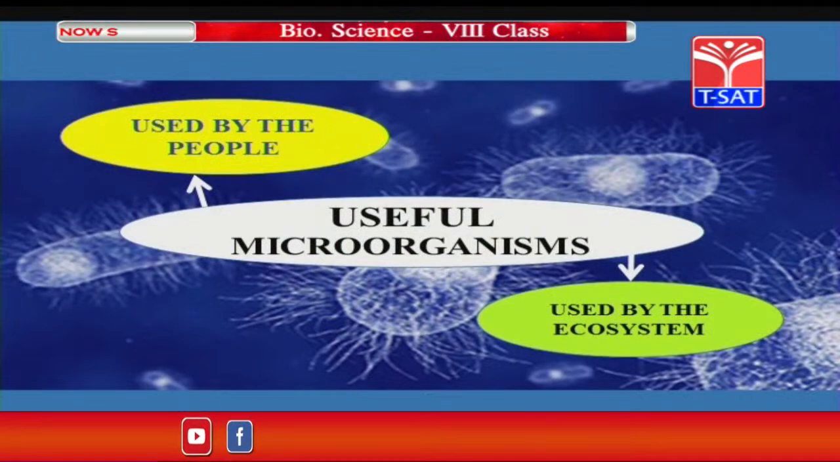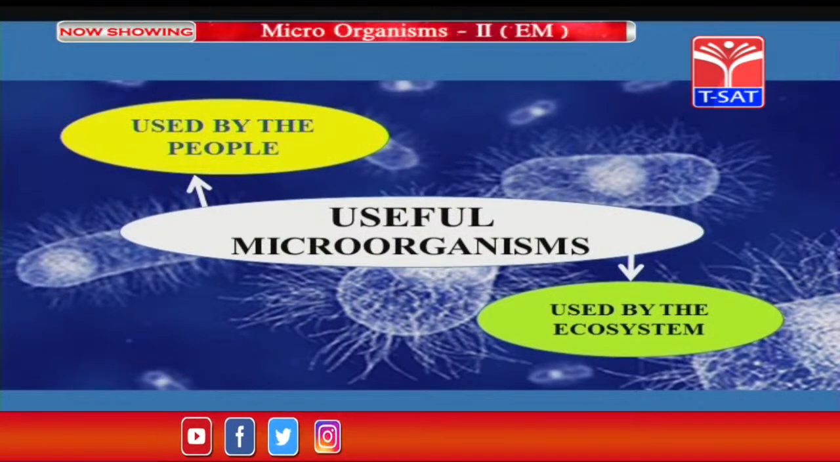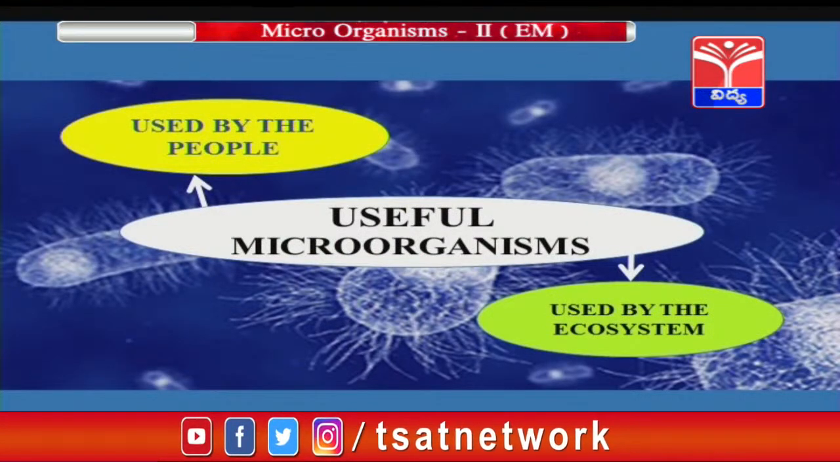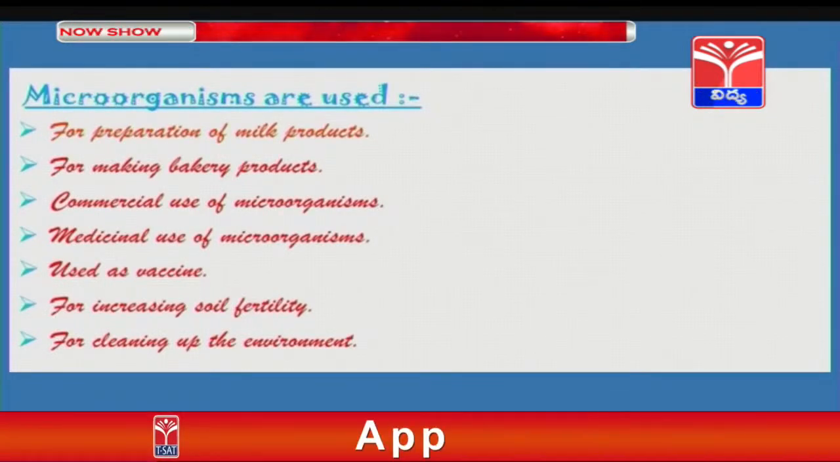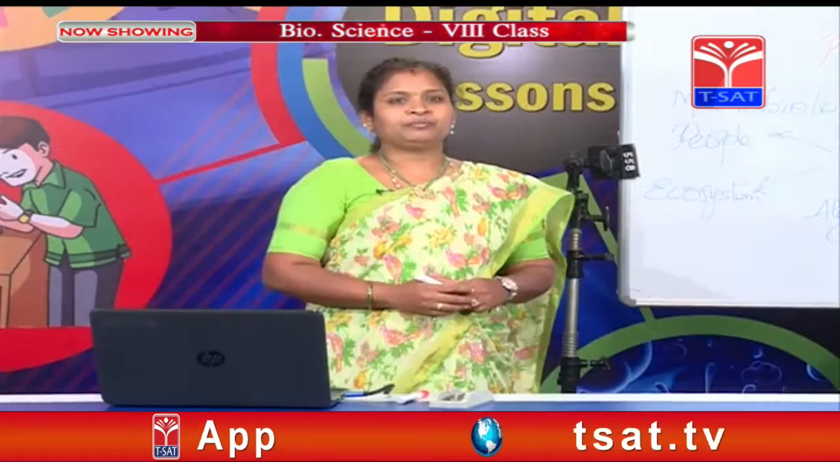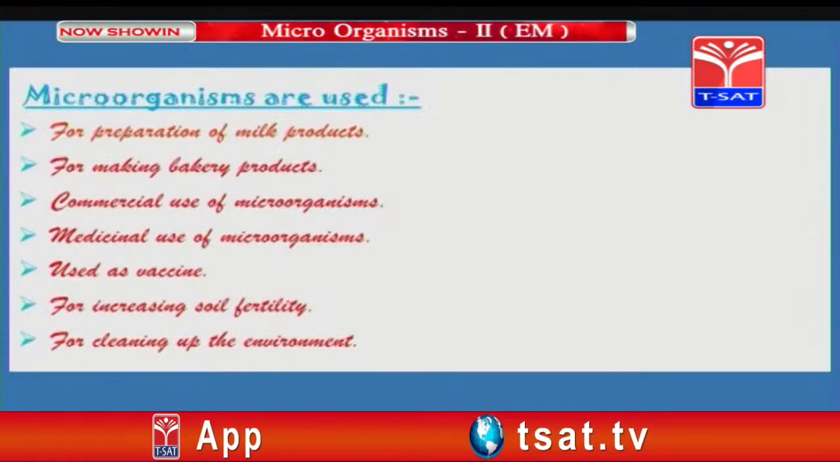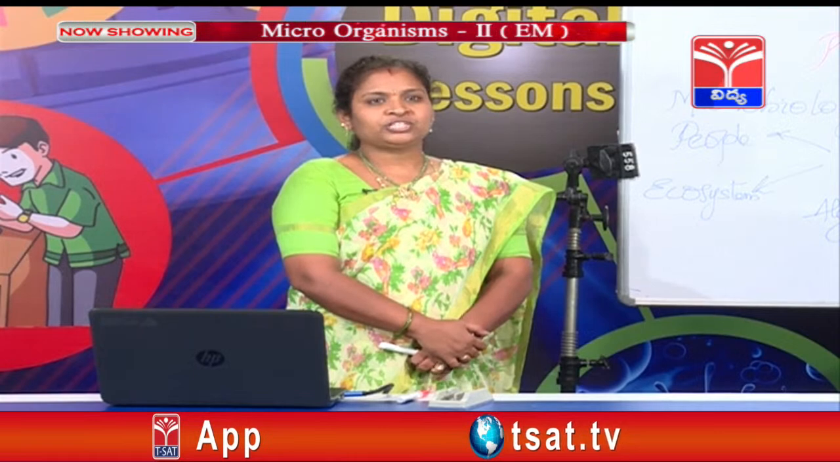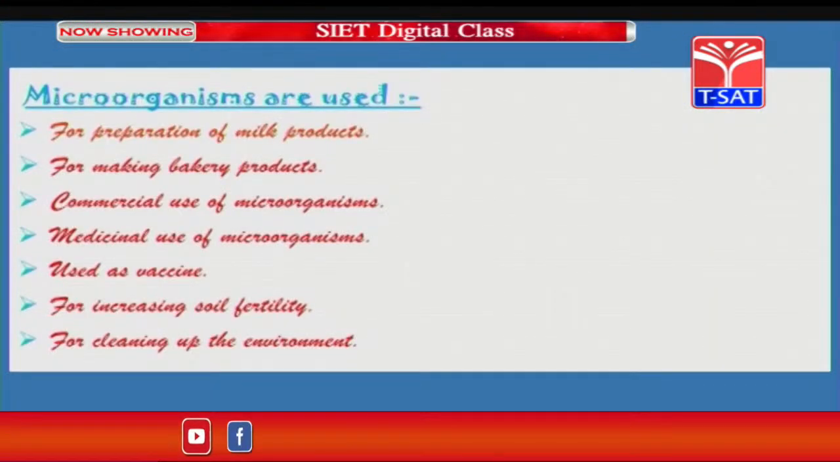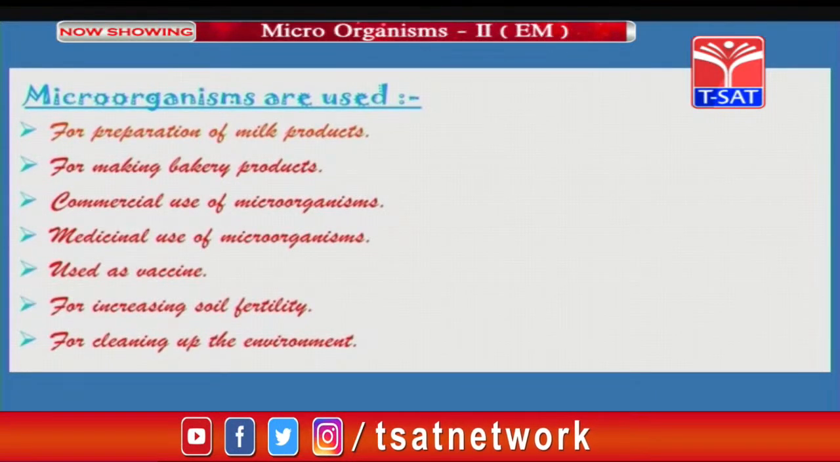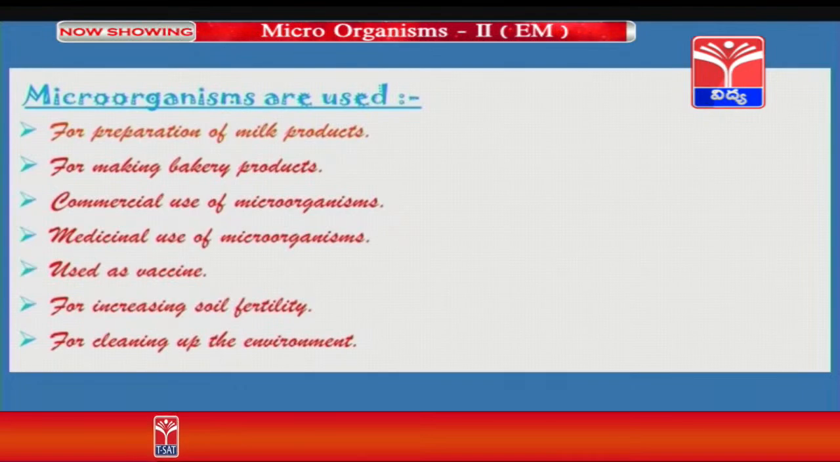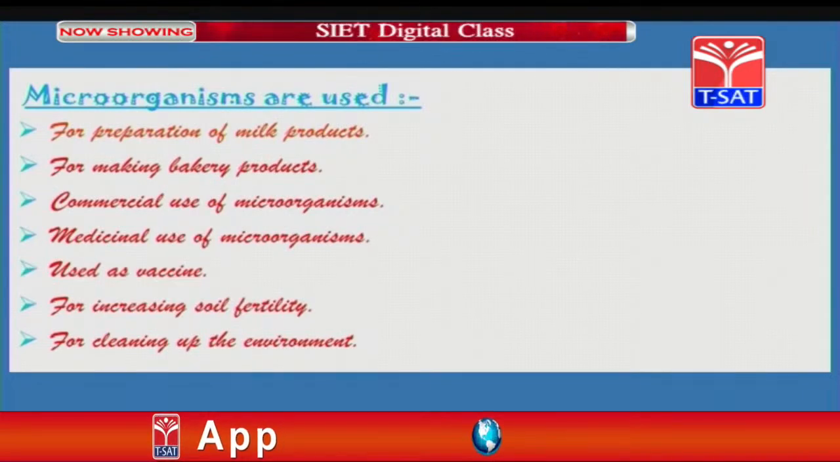Now, let us talk about useful microorganisms. Children, how do people use these microorganisms? Let us see the different uses of microorganisms. They are used for preparation of milk products, for making bakery products, for commercial use, and for medicinal use, as vaccines. They also increase soil fertility, so they are used as fertilizers, and for the cleaning of the environment.